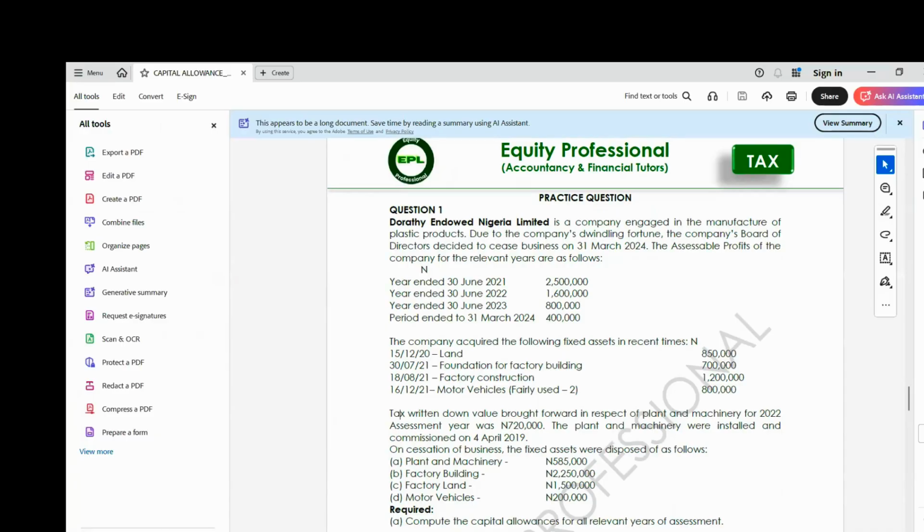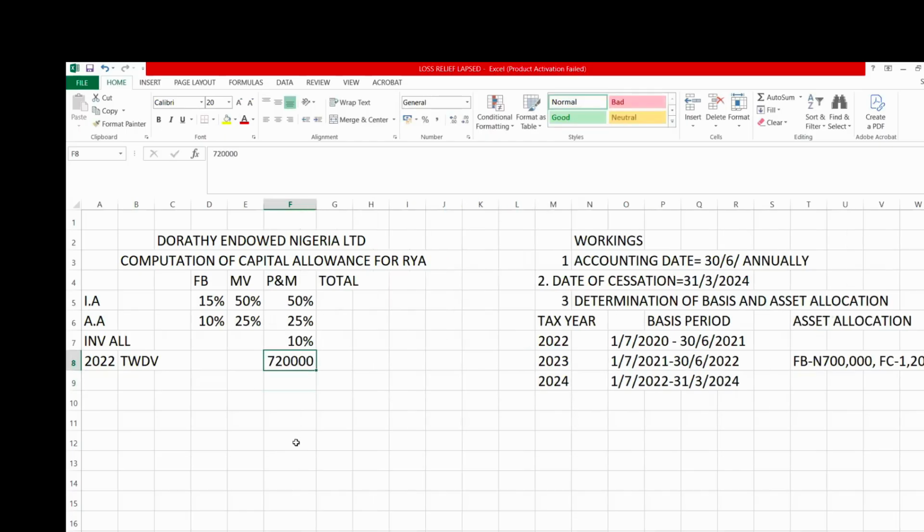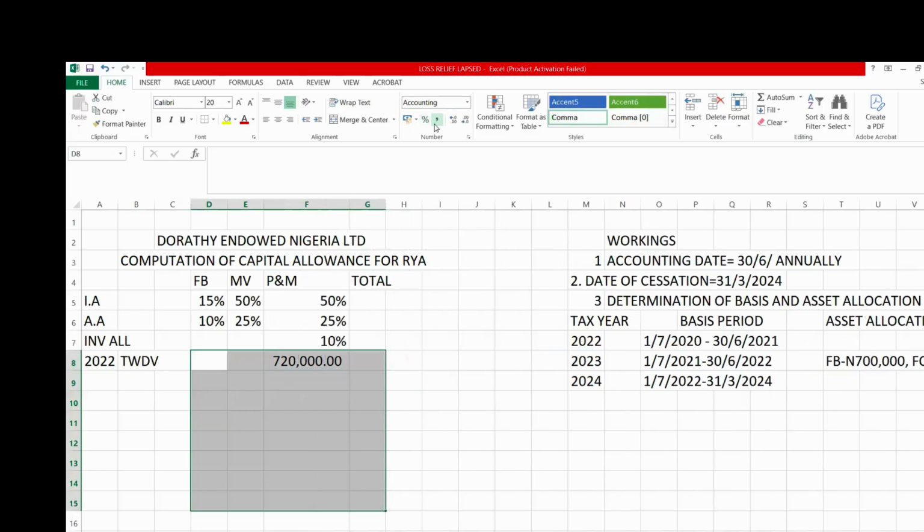So that amount, you are going to bring it in as well, the tax written down value in this year of assessment. Under our plant and machinery, how much? 720,000. That is the value for the plant and machinery.